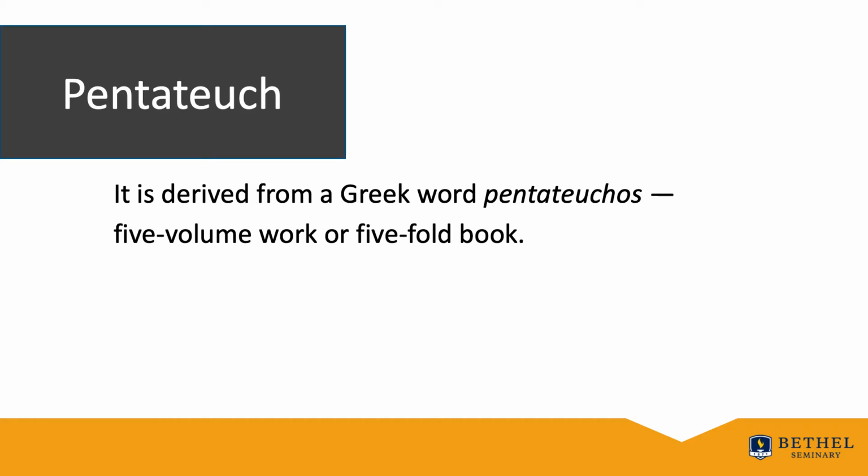What is the Pentateuch? The first 5 books of the Old Testament, Genesis, Exodus, Leviticus, Numbers, and Deuteronomy, are called the Pentateuch. It is derived from the Greek word Pentateuchos. That means 5-volume work or 5-fold book.